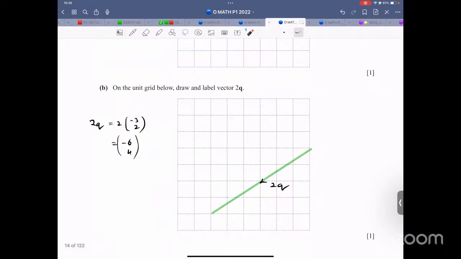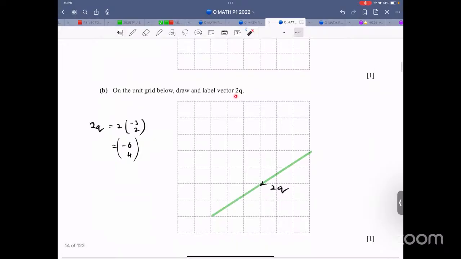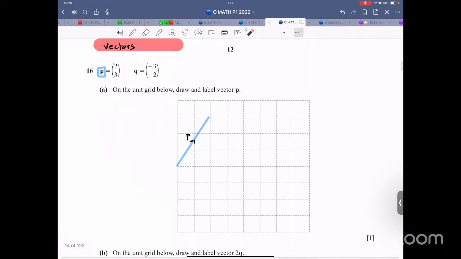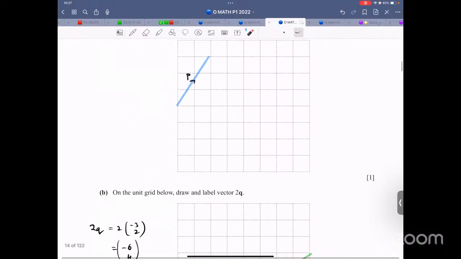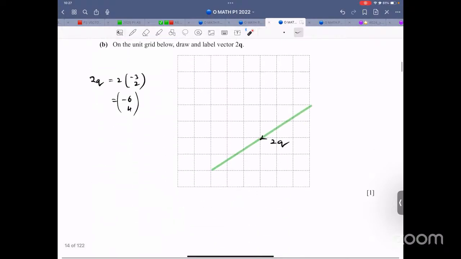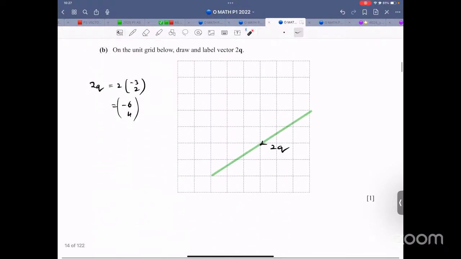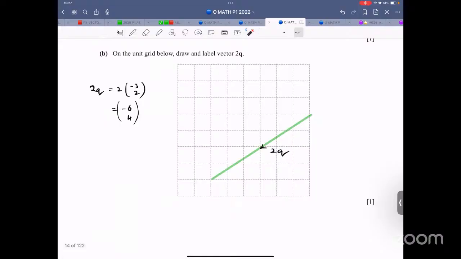On the unit grid below, draw and label vector 2q. So 2 times negative 3 is negative 6. 2 times 2 is 4. So that means start from any place, go 6 units to the left and 4 units down. Actually, this is negative 6 and 4. So 6 units up. Okay. So now there is the small mistake. So therefore, this should be 6 left and 4 up.